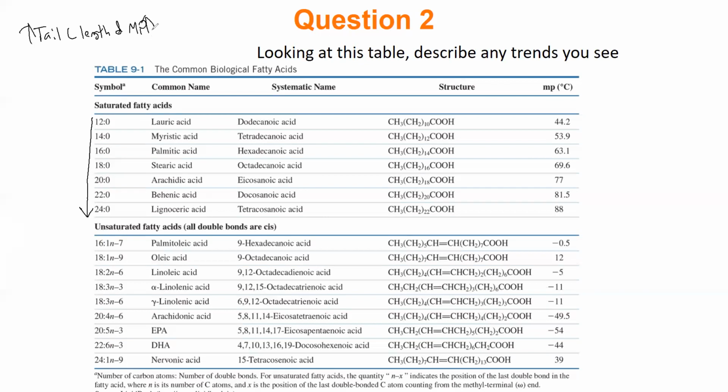And the reason for this is packing. Tails, when they're longer, they have more interactions between them. Because since these are saturated, they pack well together to begin with.